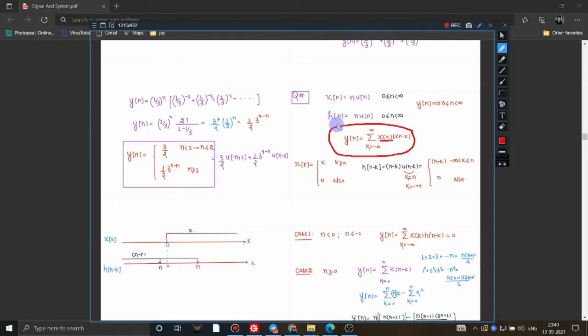And now we have to write the equation for h n minus k. So it is n minus k un minus k.